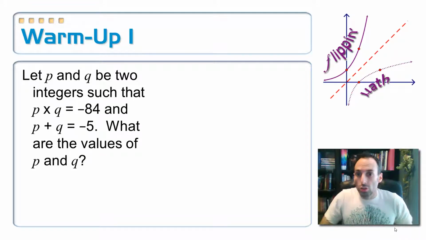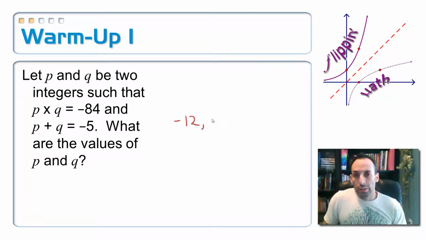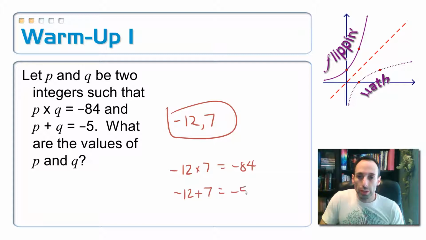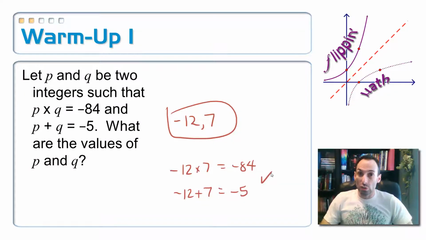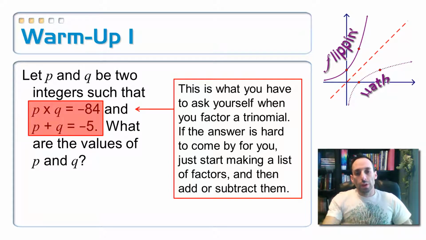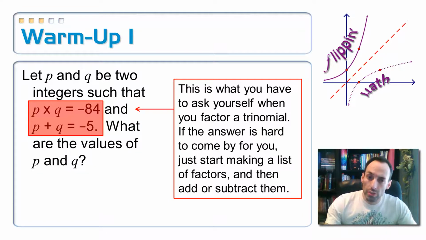Okay, so did you come up with negative 12 and 7? Those are our two numbers, because negative 12 times 7 is equal to negative 84. Okay, and then negative 12 plus 7 is equal to negative 5. So it fits both of those criteria. All right, so this is exactly what you have to ask yourself whenever you factor a trinomial. You're looking for two numbers that when you multiply them together give you a product. And whenever you add those same two numbers up, they give you some sort of sum, okay?